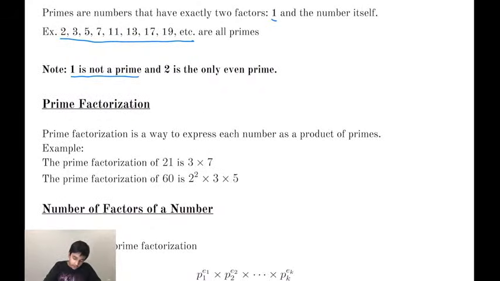And again, prime factorization, you probably already know this, but let me just quickly go through it, is how we can express numbers as the product of primes. So 21 is 3 times 7, for example. 60 is 2 squared times 3 times 5.